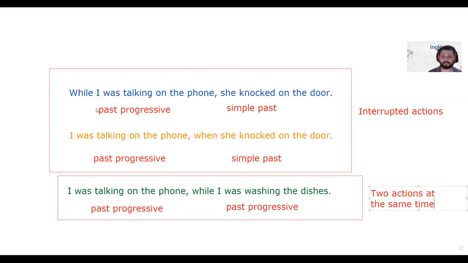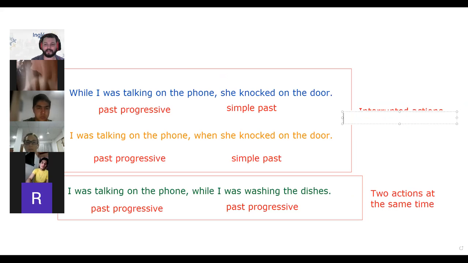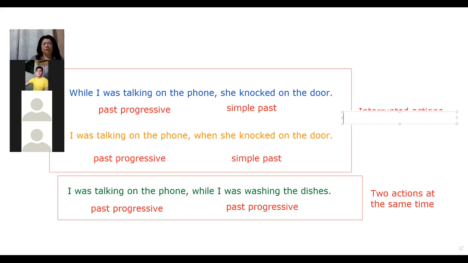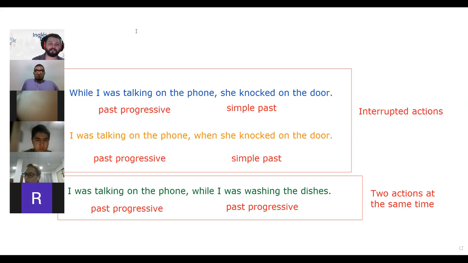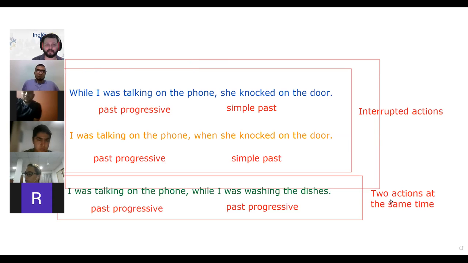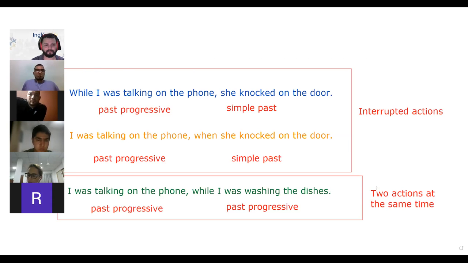Let me do a quick check. Why do I have an interrupted action here? If you see this in the exam, what would you answer? Because of simple past. If you combine past progressive and simple past, it is an interrupted action. If you have past progressive and past progressive, it is two actions at the same time.